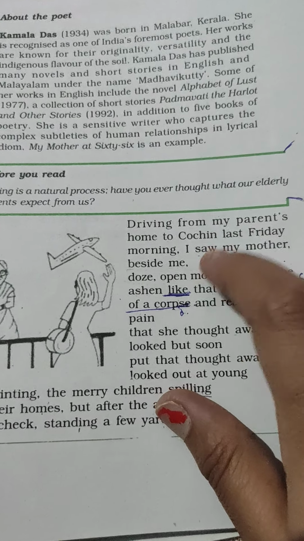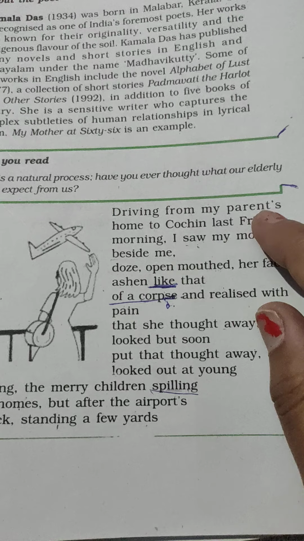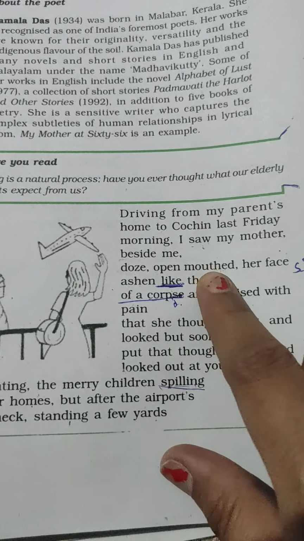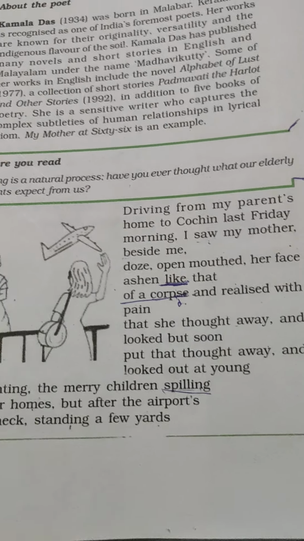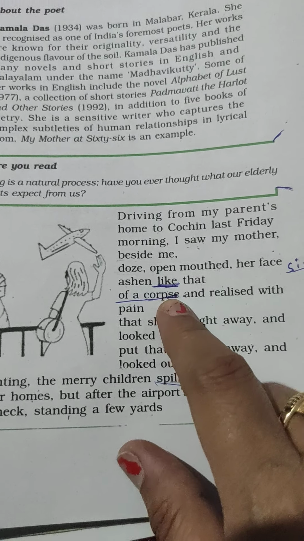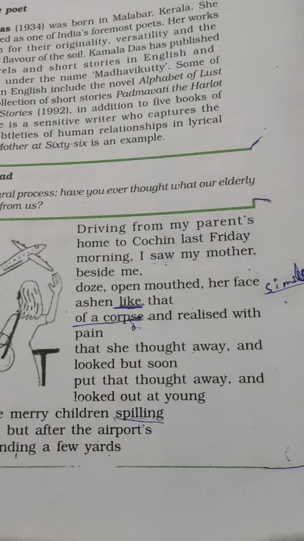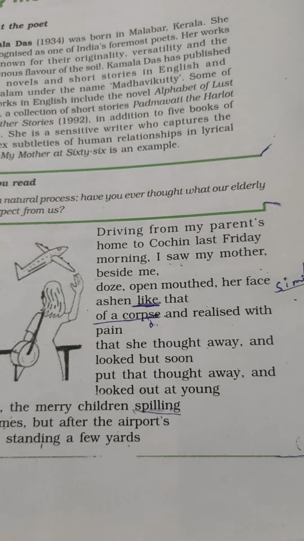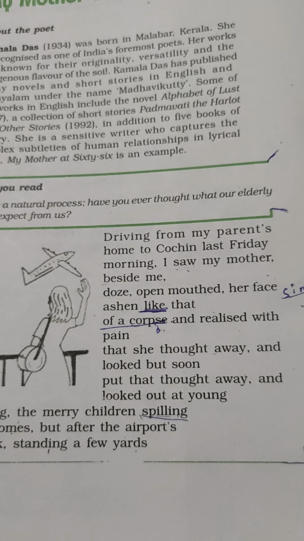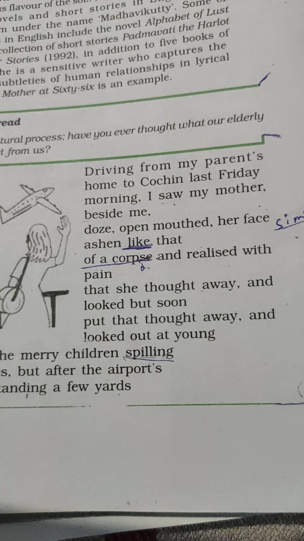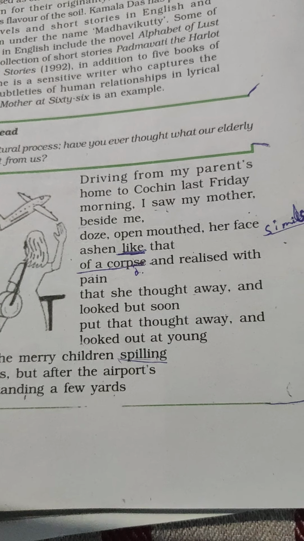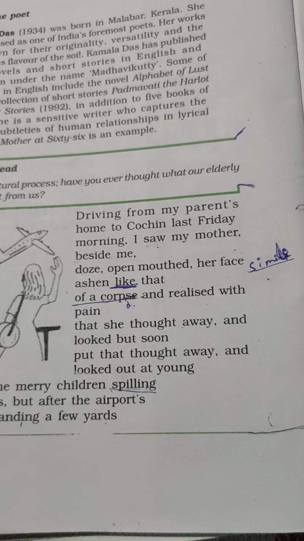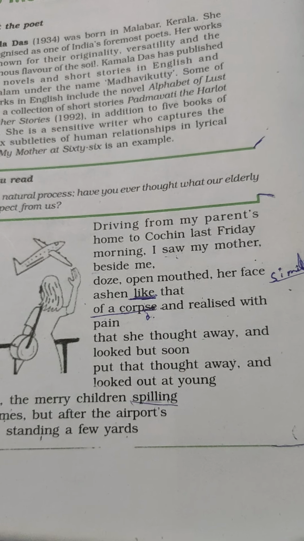She saw that her mother was beside her, and her mouth was open. Her face was ashen like a corpse, meaning her face was like a dead body, with the mouth open and the face yellow and dumb. She is looking like a dead body. When she feels that her mother's face seems like a dead body, it is really painful for her. It was a painful experience, so she looked away, but soon put that thought away.